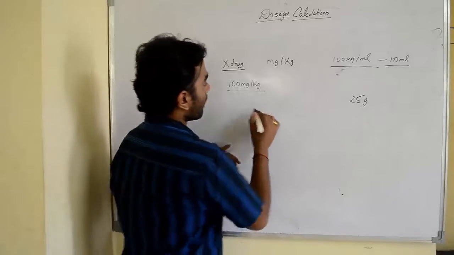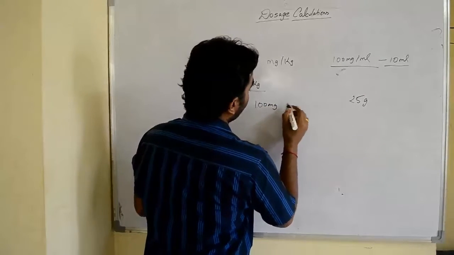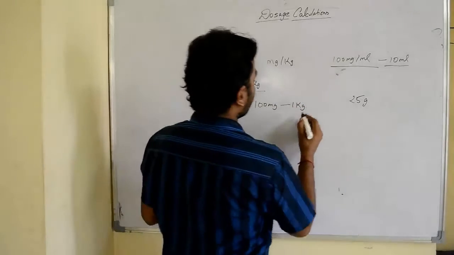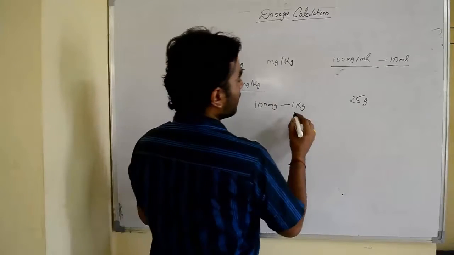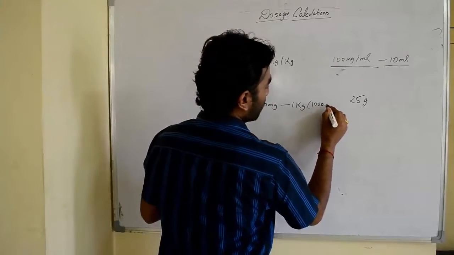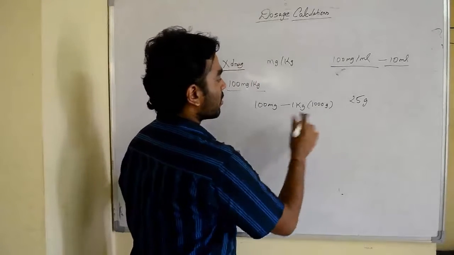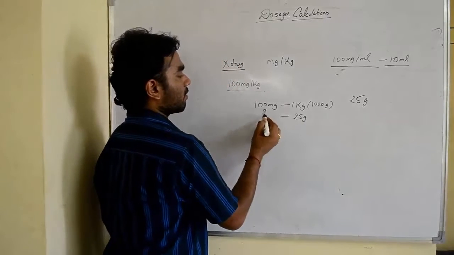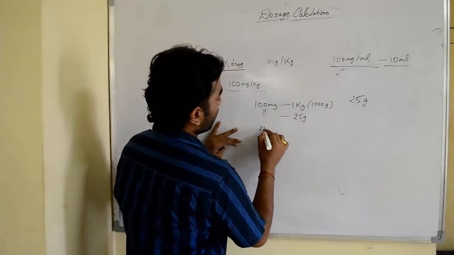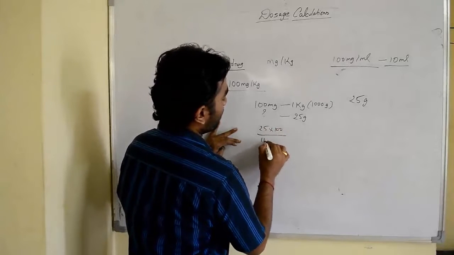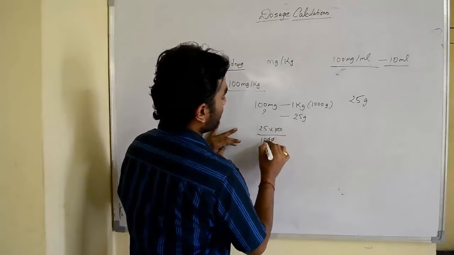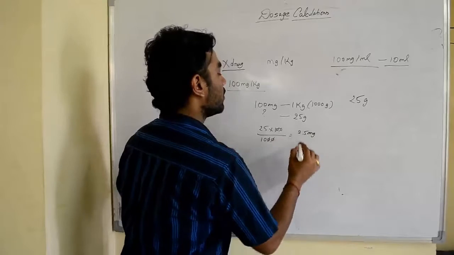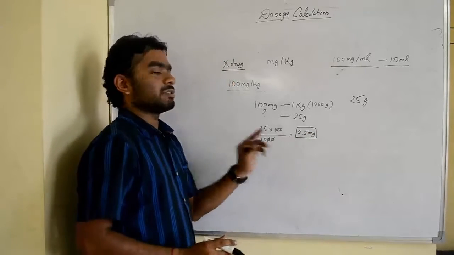How? If 100 mg is required to be given to 1 kg of animal, and 1 kg is nothing but 1000 grams, and I have only 25 grams, so how much should I take from this? 25 into 100 divided by 1000 gives 2.5 mg. So I need to take 2.5 mg.